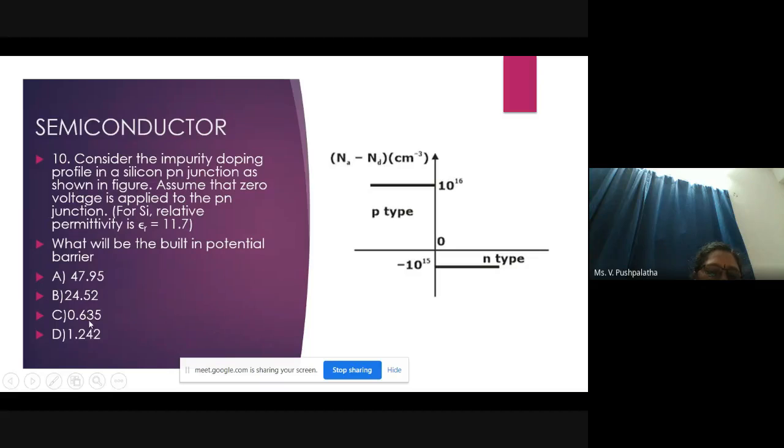Either 0.635 or 1.242. Only these two values. So since it is a forward bias, my guess is actually 0.635. After guessing, you go for the calculation always. So go for the calculation.